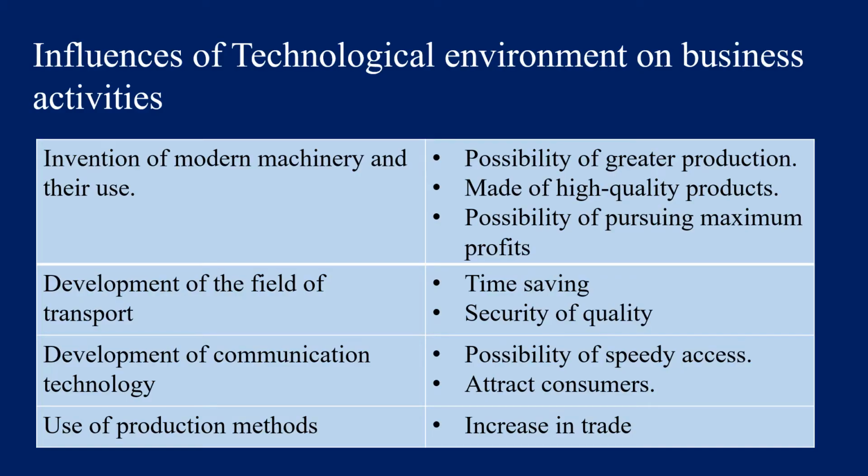Now we'll see several influences of the technological environment on business activities. As an example, take the invention of modern machinery and its use. In the past, they used very outdated machinery that was time consuming, costly and energy consuming. But modern machinery is very efficient. With modern machinery, there is a possibility of greater production. We can produce a large amount of products within a very small time period, and the quality of the products has also increased.